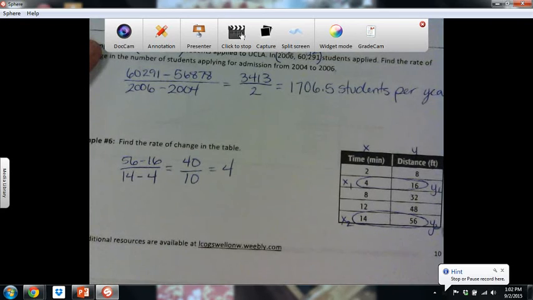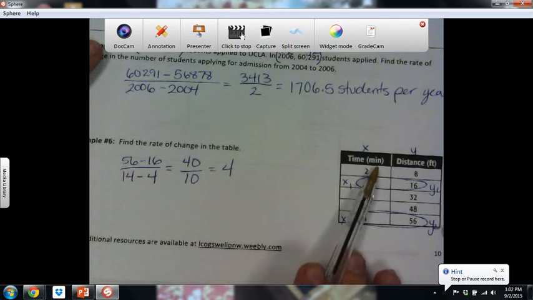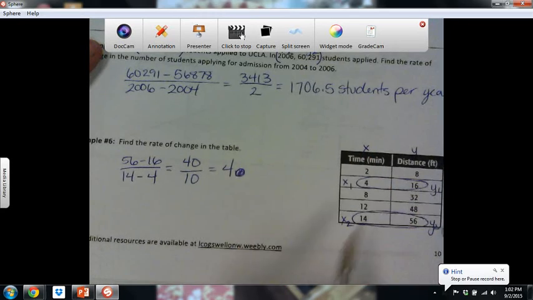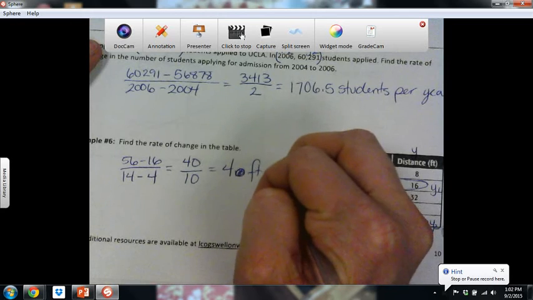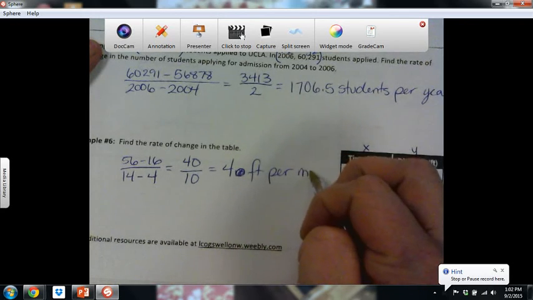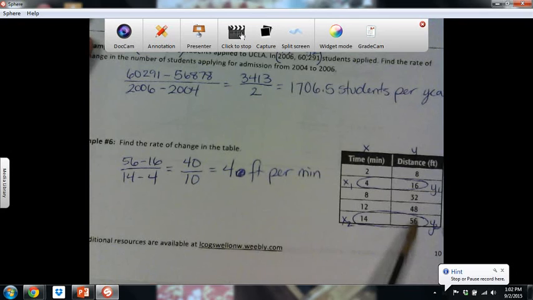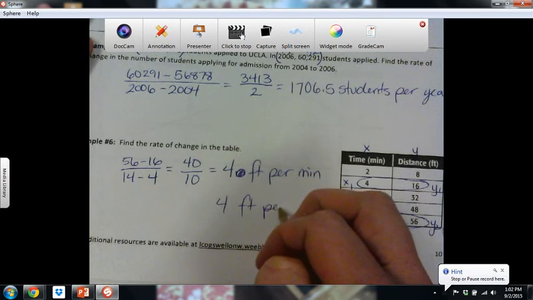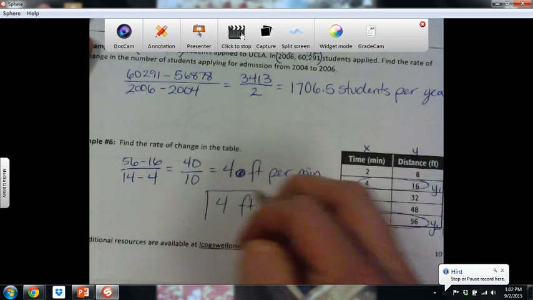So then I have to go back. I'm sorry, my y was in the numerator, so it's 4 feet per minute, with minutes in the denominator. So when my y values are in the numerator, that should come first when I talk about the label, and then my denominator label will come second. So we've got 4 feet per minute is our answer.